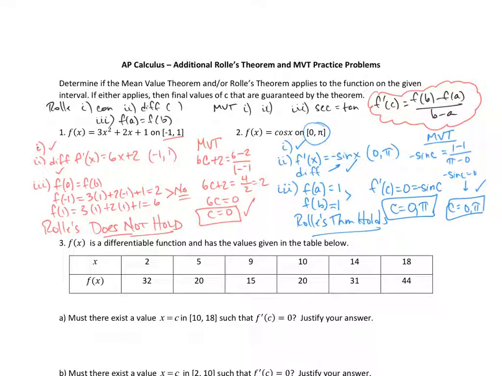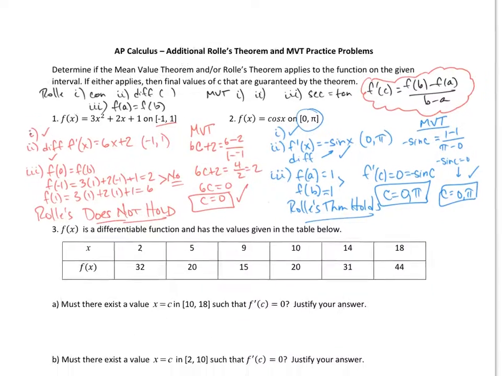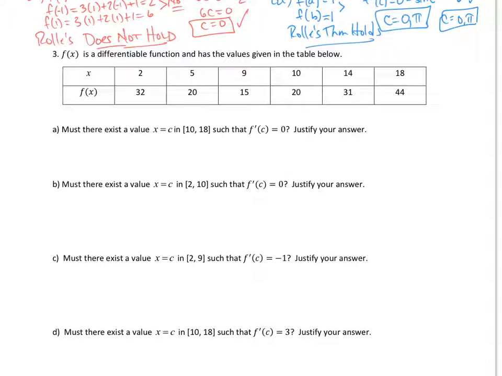Okay, we're going to go ahead and move on to number 3. Let's shift this whole thing up, and let's look at what number 3 says. On number 3, it says f of x is a differentiable function and has the given values in the table below. So here are my values of x, my corresponding values for f of x. So before we move on, let's take a look at what these points tell me as far as graphically.